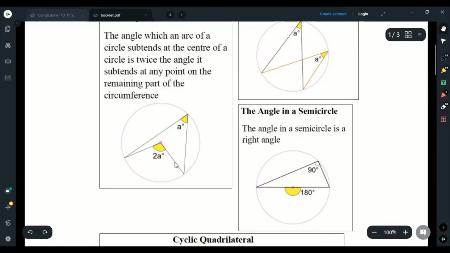So what does that mean? That means that if the angle here would be, for example, 300, let's say it was 300, what would be the angle at the circumference? Can anybody figure that out? If this angle is always 2 times the angle at the circumference, and I'm telling you this is 300, what would be the angle at the circumference?